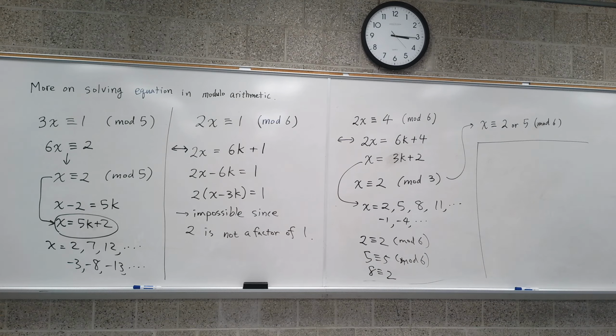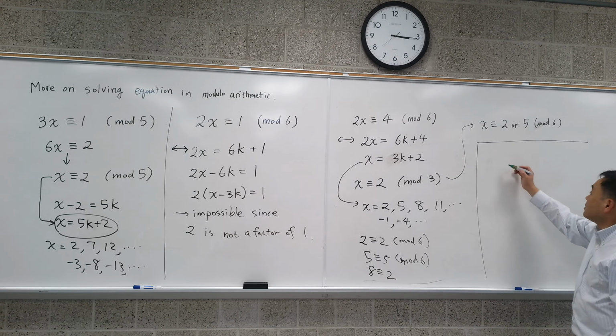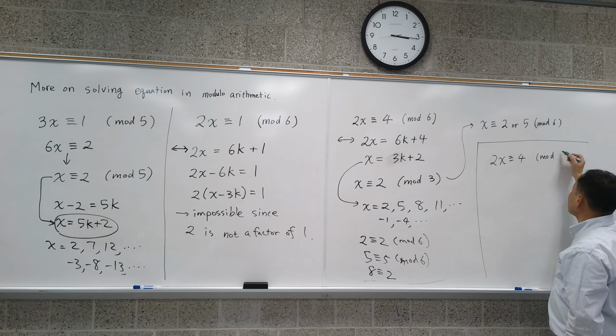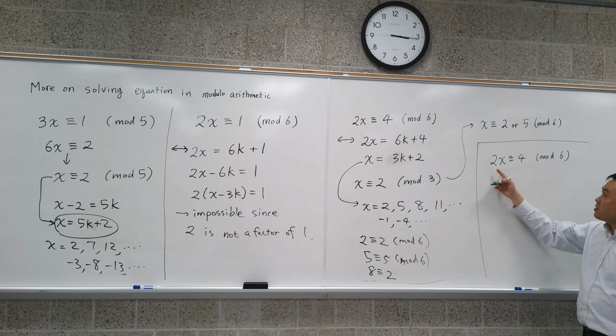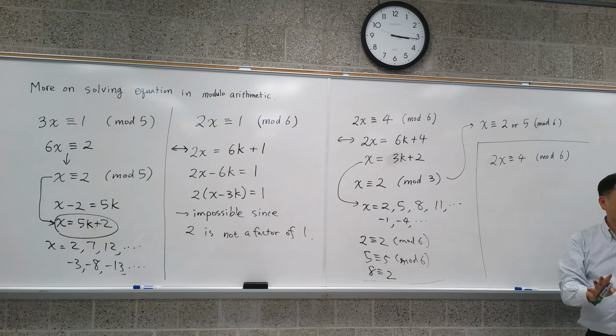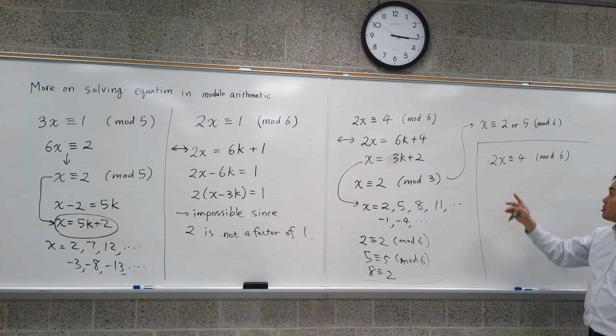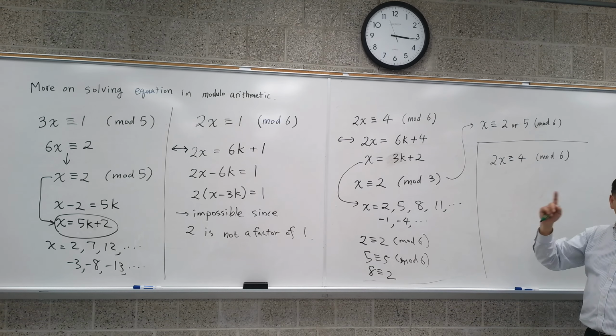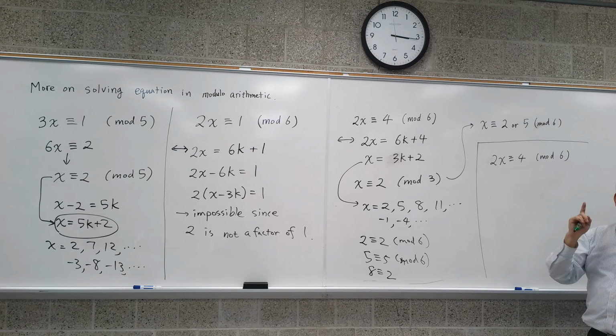I said that you are not allowed to divide in modular equations, right? And the reason for that was because division usually produces fractions, which are not allowed. But here, 2x congruent to 4 mod 6. If you divide both sides by 2, that's perfectly okay, right? If you divide by 2, that still works. So if you don't get a fraction, you are allowed to divide, okay?